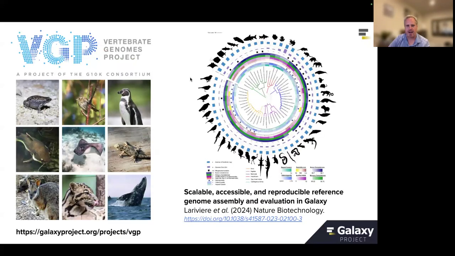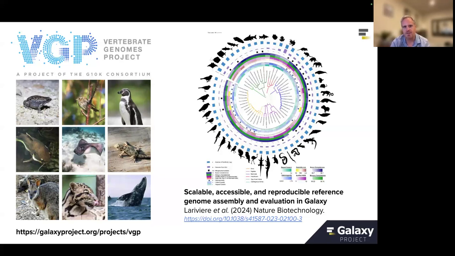In addition to hifiasm, there's a variety of pre-processing steps you need to do, like GenomeScope and FastQC. There's also a variety of downstream quality control steps you want to do, like running Merqury to evaluate the accuracy and running BUSCO to look at gene content. Potentially, you want to do more detailed gene annotations along the way. So the Galaxy project has been working very closely with the Vertebrate Genomes Project to develop really scalable, accessible pipelines that can be used to develop reference genomes reproducibly, all inside of Galaxy.